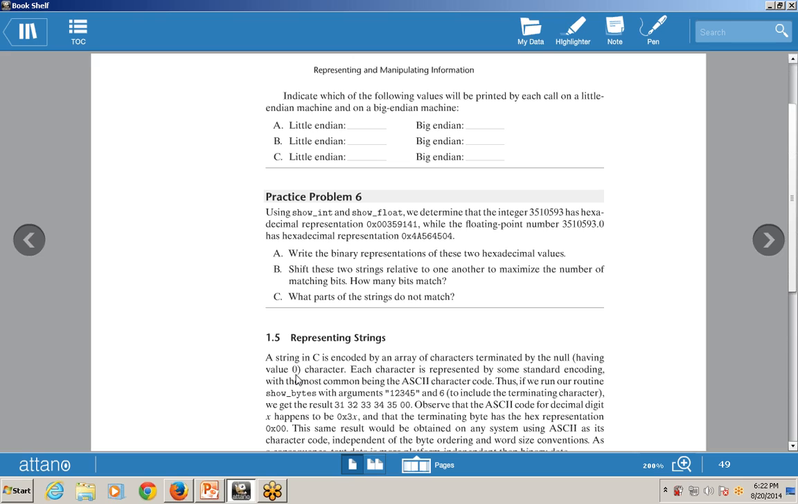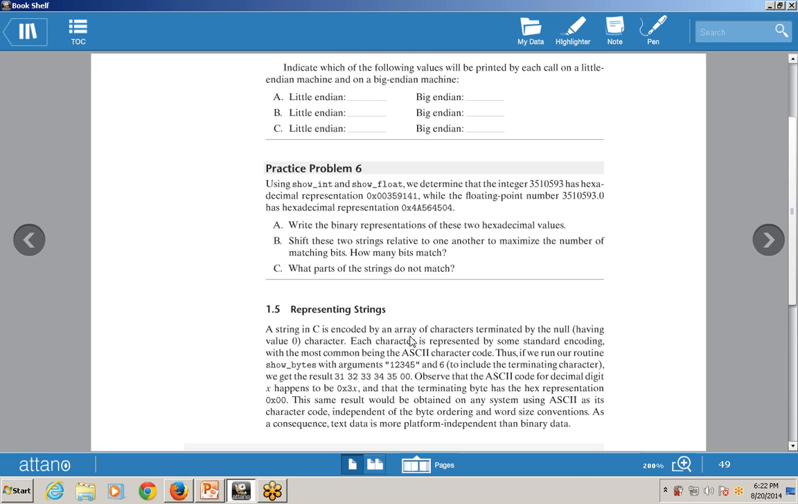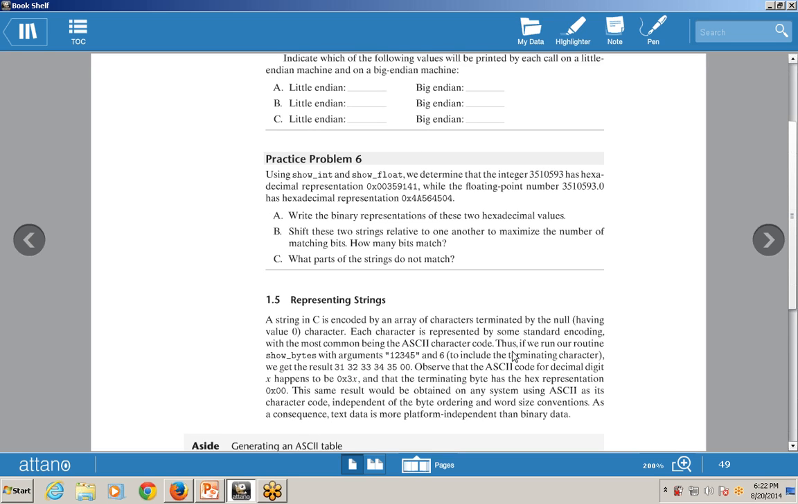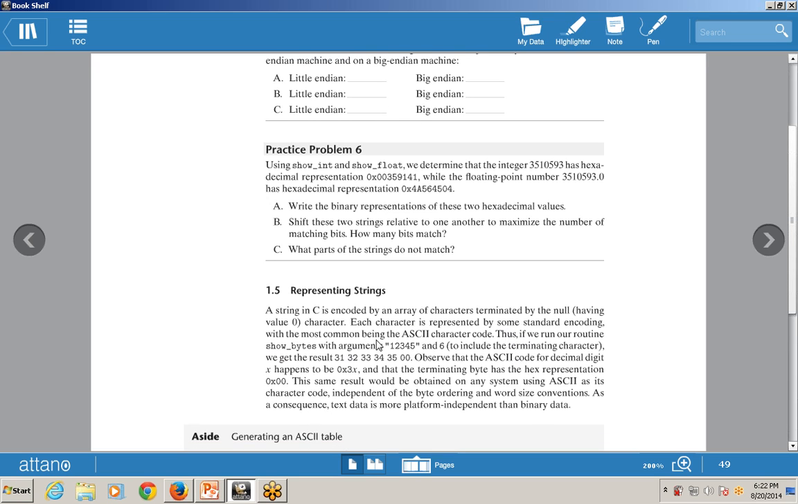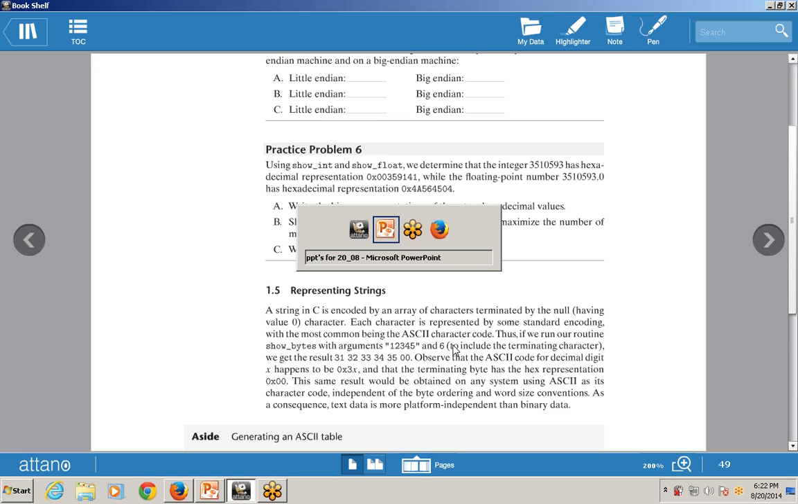Whenever I have to write a string, suppose for example Harry, that must be a combination of characters H-A-R-R-Y. This is a combination of characters that is known as the string, and it is always terminated by the null character, that is your zero value character. Each character is represented by some standard encoding, with the most common being the ASCII character code. As I told you, ASCII is the American Standard Code for Information Interchange.